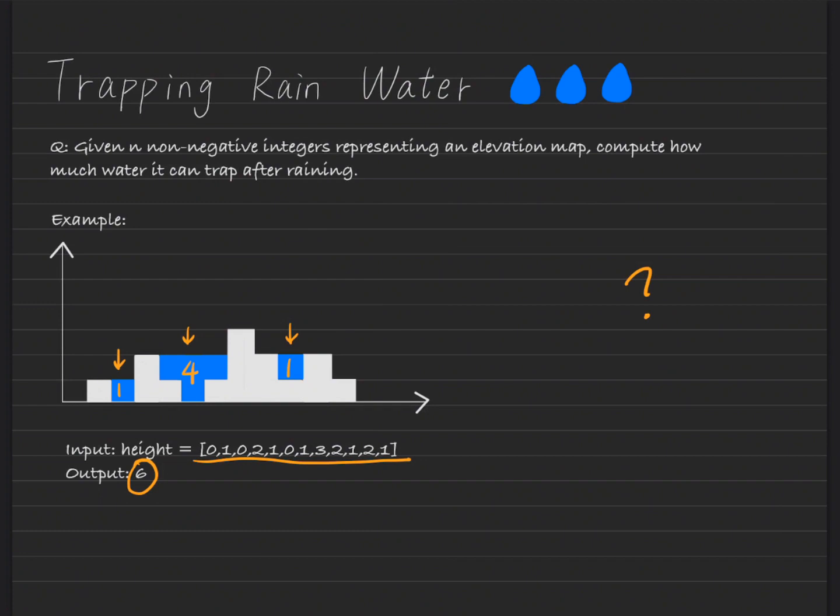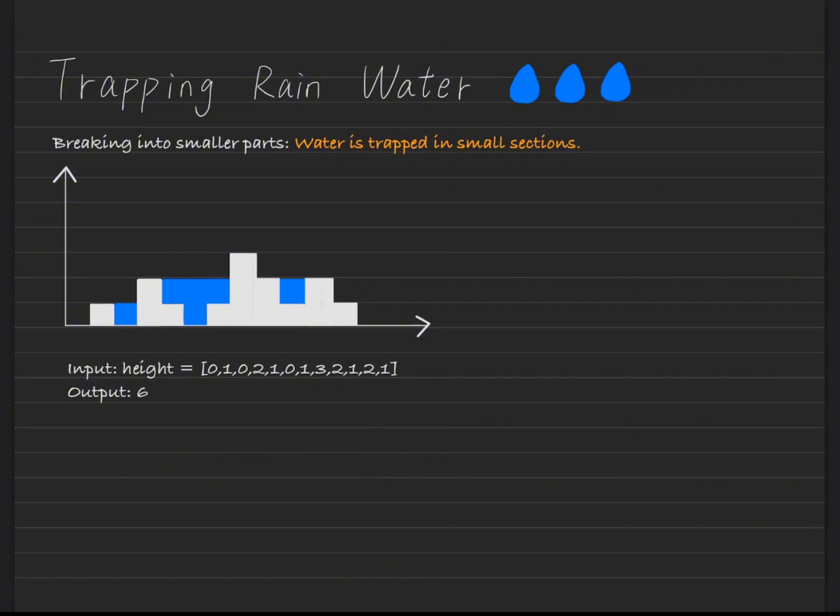How do we solve this? Pause here if you want to think independently first. My first intuition is to break the problem into smaller parts. You can see that water is being trapped in different sections. I'll label these section 1, 2, and 3. For section 1, water is being trapped in this subset of numbers.